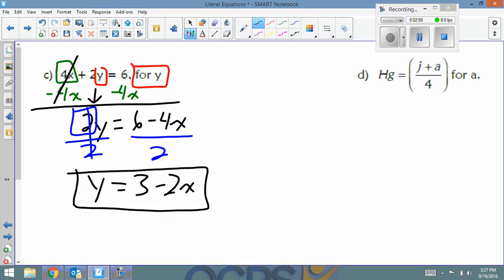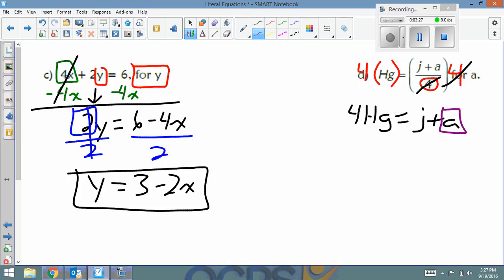So on letter D, we have this fraction. Remember, the first thing we should always do is get rid of fractions if we can. And remember, to get rid of fractions, you're going to multiply both sides by the denominator. And the denominator in this case is 4. So we're going to multiply both sides by 4. This over on the left will just be 4hg. But on the right, this 4 will cancel out with the 4 you multiplied it with, leaving you with just that numerator of j plus a.